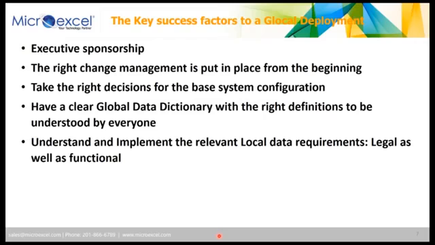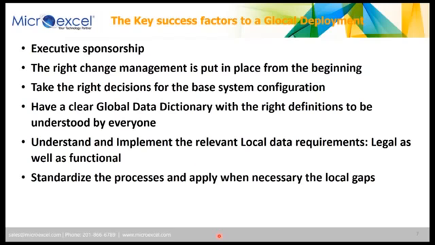Understand and implement the relevant local data requirements, legal as well as functional. You have to be careful there, because sometimes you go to some countries, and they will want to have so many different pieces of information. What you have to ask them is what is really required in terms of local data and legal requirements, not just a nice to have, as well as what is really functionally working, let's say components of salaries, etc., that are relevant within that country. So you have to make sure that you have a good grasp of what is legal and functional for that specific country.